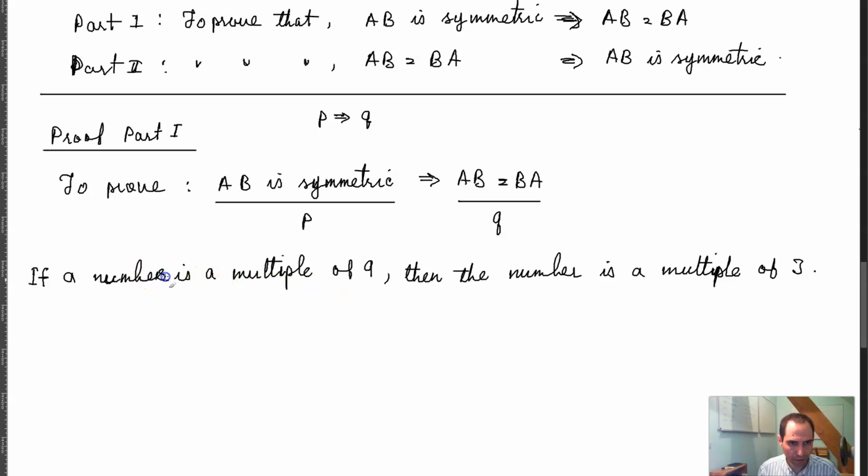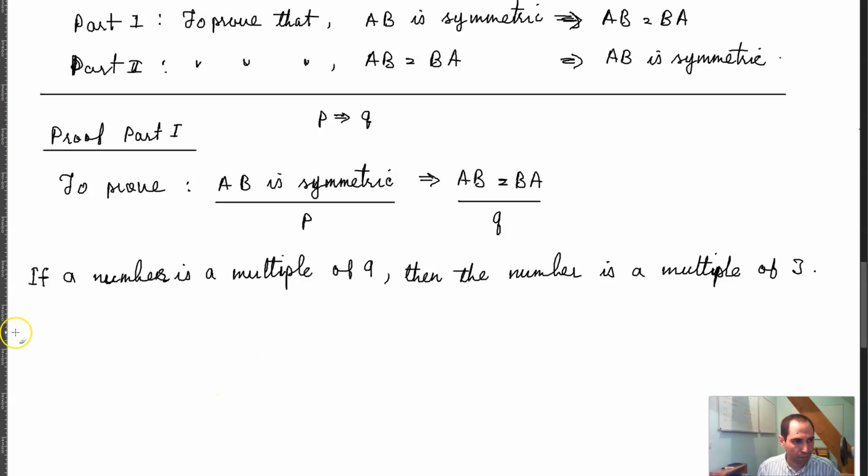So what that means is that, for example, 18 is a multiple of 9, because 2 times 9 is equal to 18. Now 18 is, of course, a multiple of 3. For example, 27 is a multiple of 9. 27 is also a multiple of 3. 81 is a multiple of 9. 9 times 9 is equal to 81. 81 is also a multiple of 3. 3 times 27 is 81. And so on and so on. So this statement seems to be true, right?